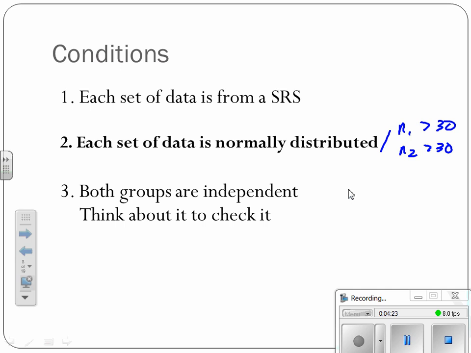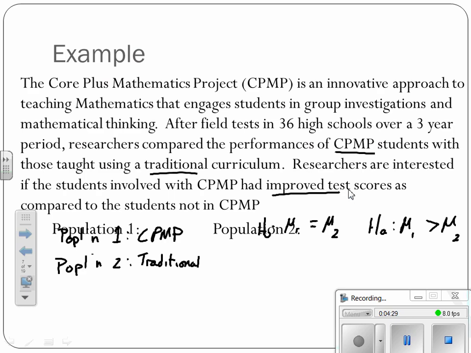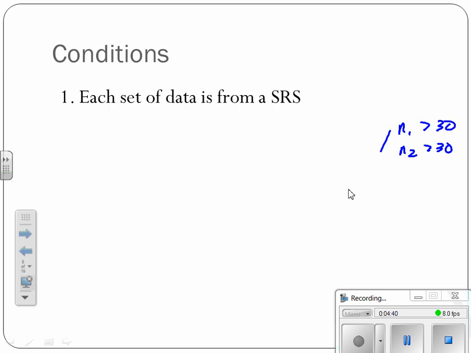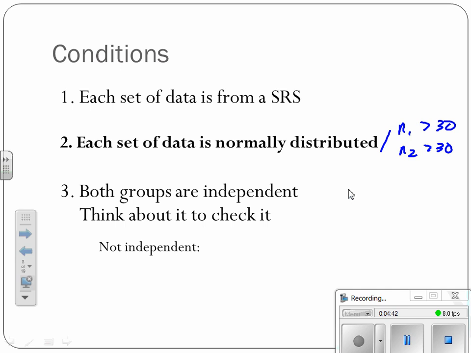So really, it's a matter of thinking through the process to think, does one group affect the other group? We think back here, the Common Core versus the traditional, one curriculum is not going to affect the other. Those are independent. The hot dogs, a meat hot dog isn't going to affect an all beef hot dog. Something that might not be independent would be a pre-test and a post-test done on the same person.